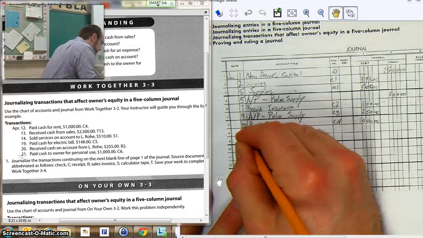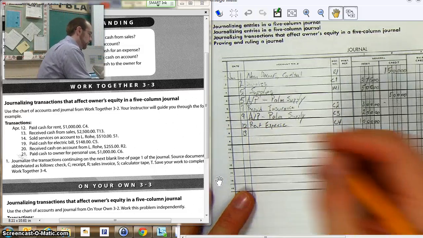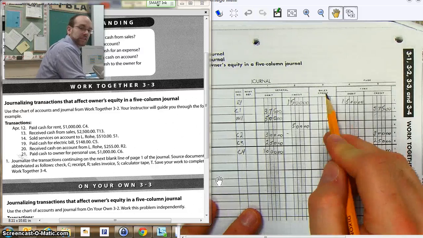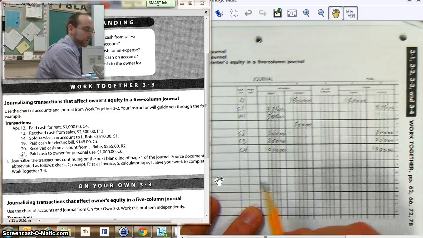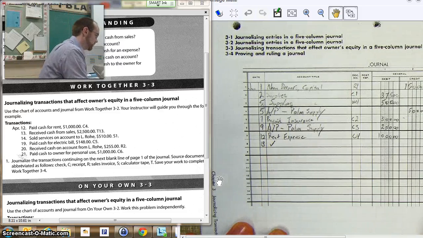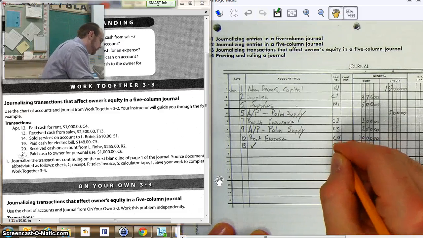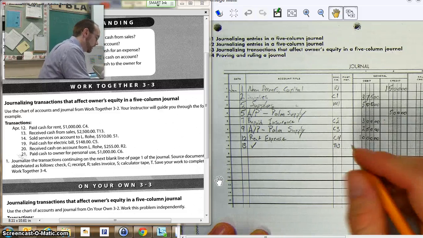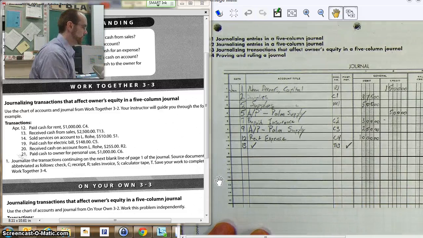For this one, first thing we got to write down is the date. And for the account title, since we are using both sales and cash in these two accounts, all we have to put here is a nice little check mark. So we check mark there, and then our source document on that one was ticker tape 13. And we also check that off for post-reference.